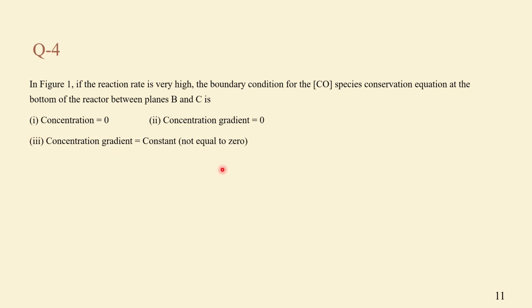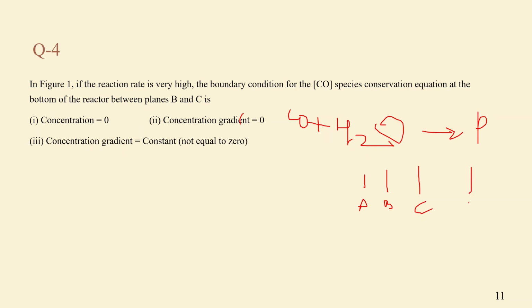Okay. So what is given if the reaction rate is very high? So reactants are carbon monoxide. What is given basically? Okay. Carbon monoxide and H2O are the reactants. So this is giving products. What does it mean? Here we have A plane, like we'll keep it like this for our understanding: A plane, B plane, C plane and D plane. So here the catalyst is coated.